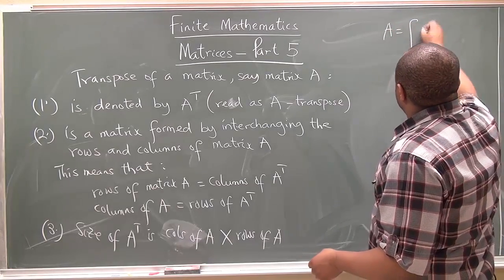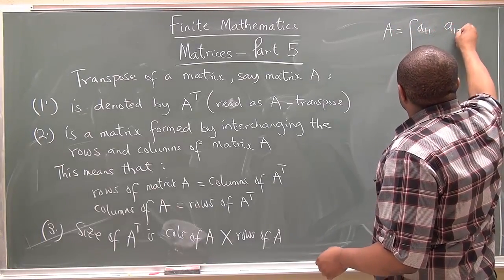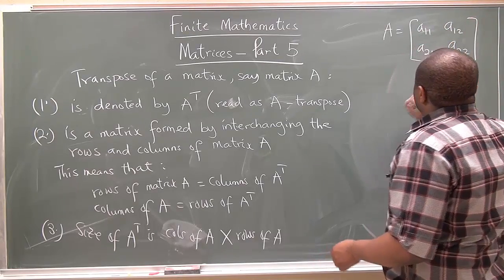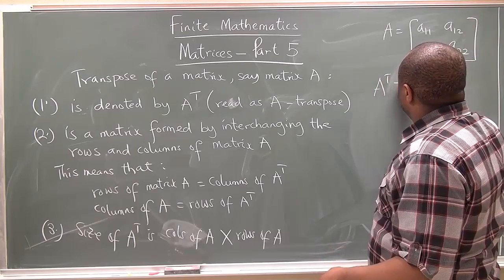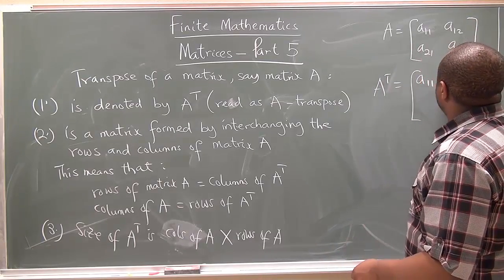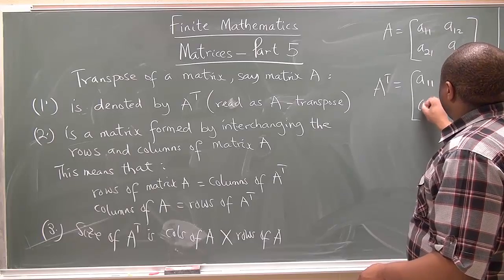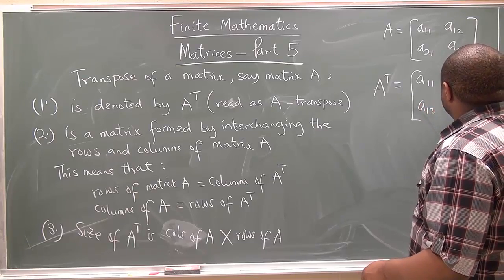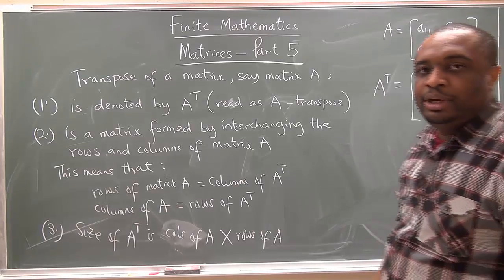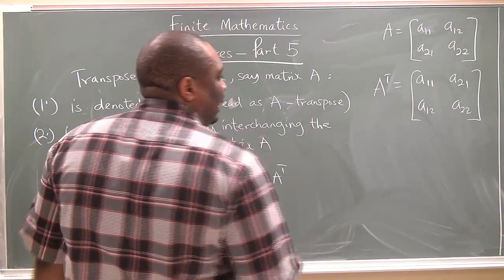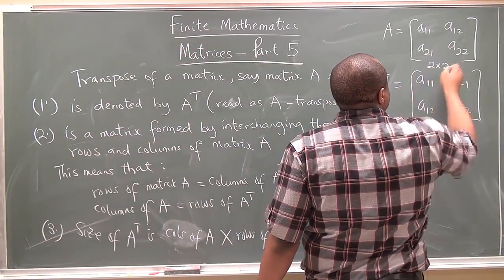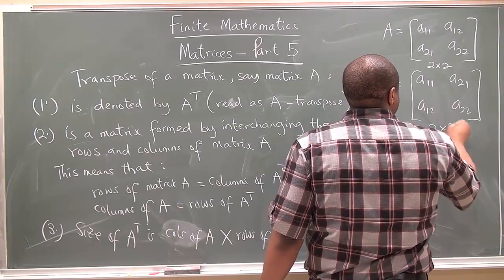Assuming A is A11, A12, A21, A22, then A transpose will be A11, A21, and then A12, A22. That means your rows become your columns and your columns become your rows. Here A is a 2x2 matrix, and A transpose is a 2x2 matrix.